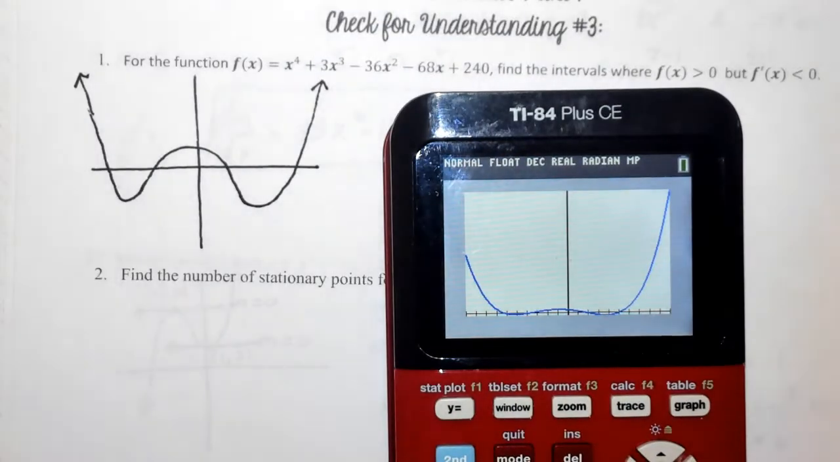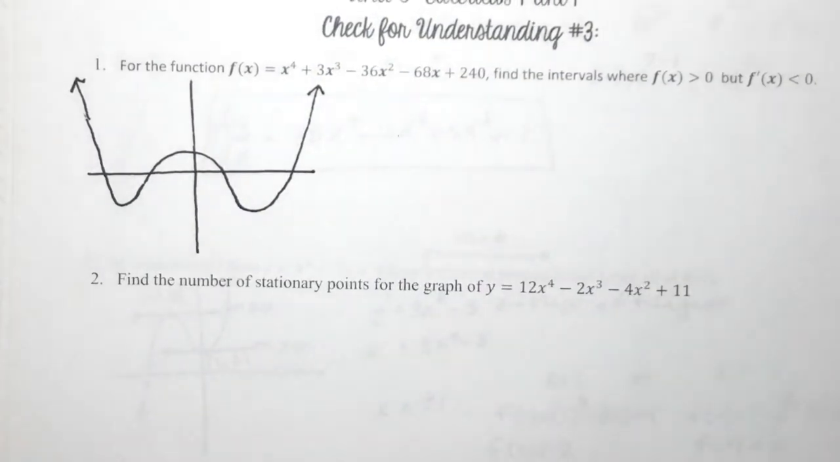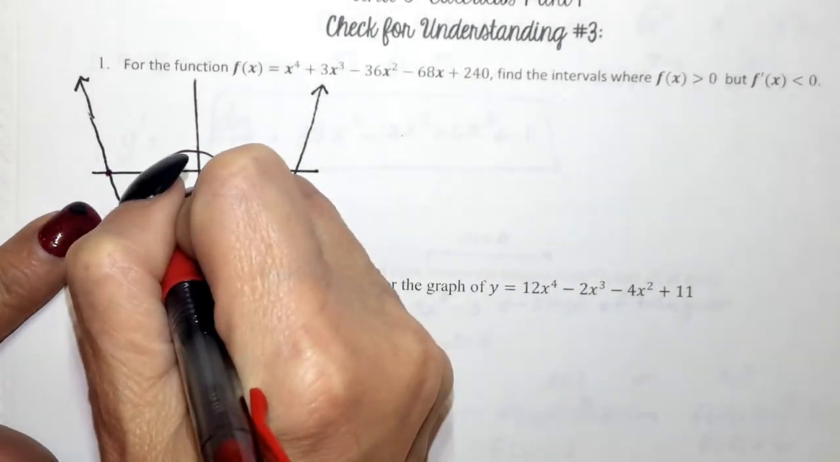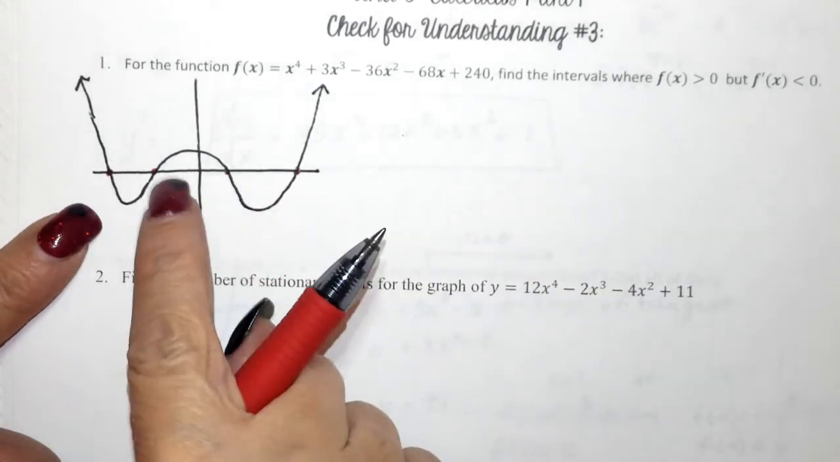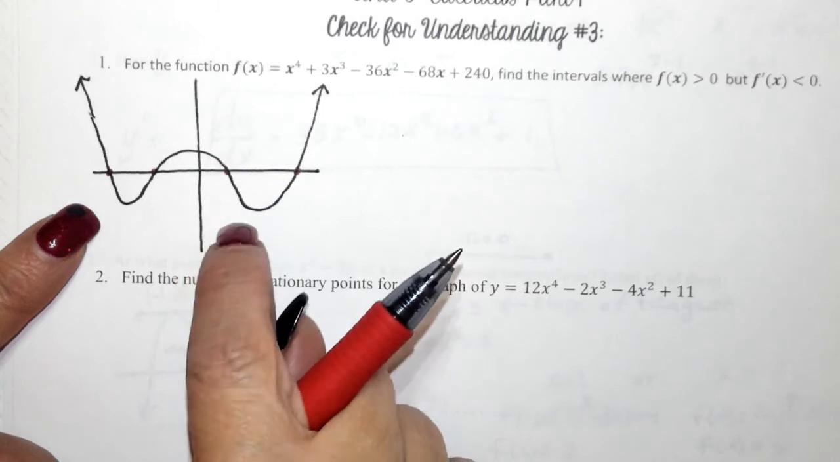And again, it doesn't have to be perfect. It just has to look something like that. So now, this is the interval. I can see here, here, here, and here. I probably need to label these points so that I know what these points are.